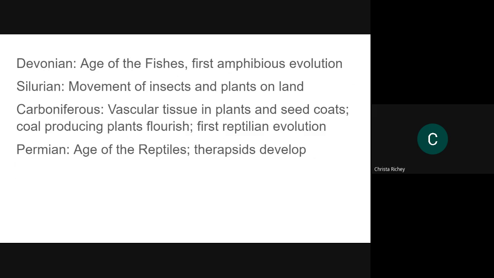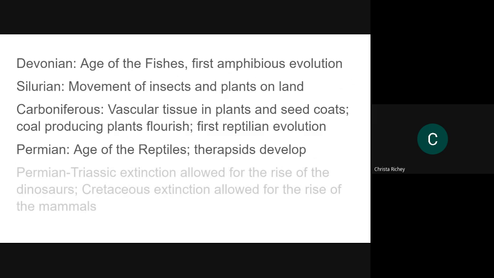The Permian is the age of the reptiles. This is where we also saw the first of the mammal-like therapsids, of which one specific species made it through the Permian extinction. That was the granddaddy of all mammals, but it was still a half reptile, half mammal type organism. We'll talk more about those guys.